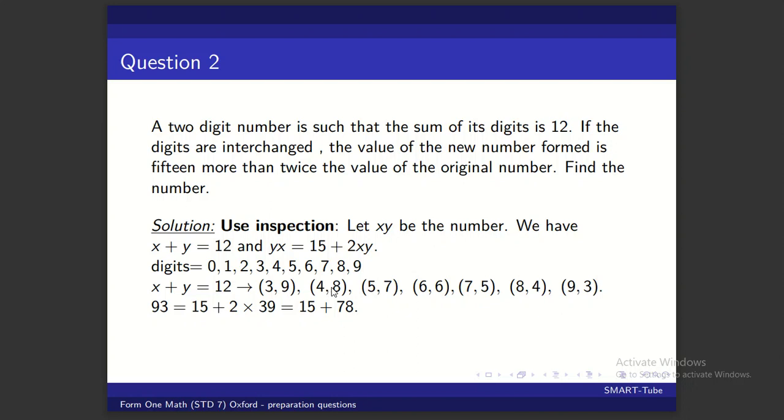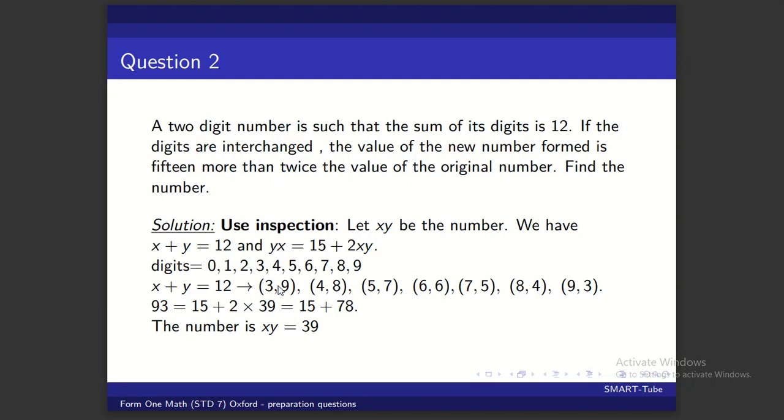So 48 times 2 is 96. 96 plus 15 is how much? So which is 106, which is different from 84. So that means our solution, or our number, is 39. You can check for the others also. You can't get the number.